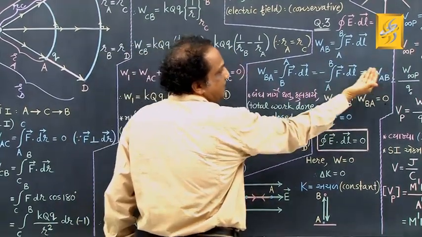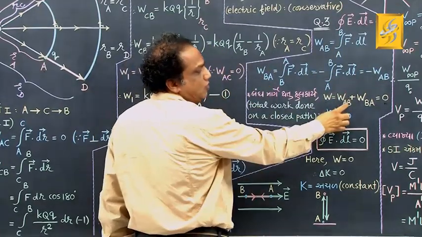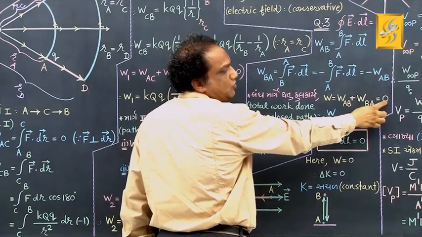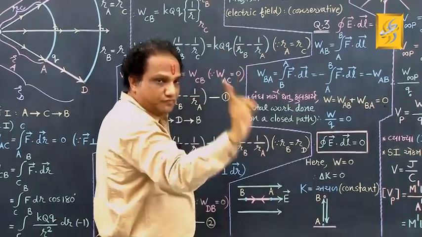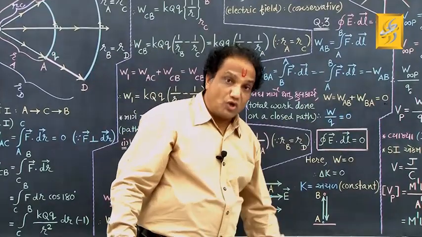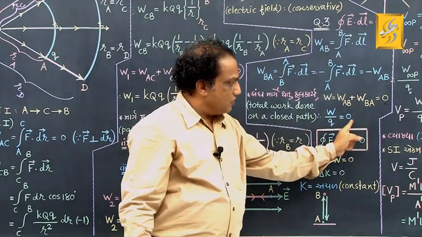When you transfer this from the minus side, it becomes plus. So WAB plus WBA, when you transfer this, here it will be 0. So the total amount of work done is 0. Now, divide both sides by small q. So here it is W upon q, and 0 upon q will be 0.